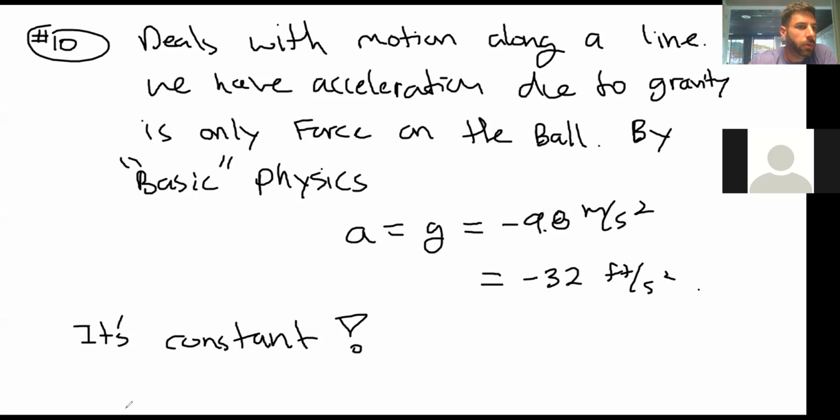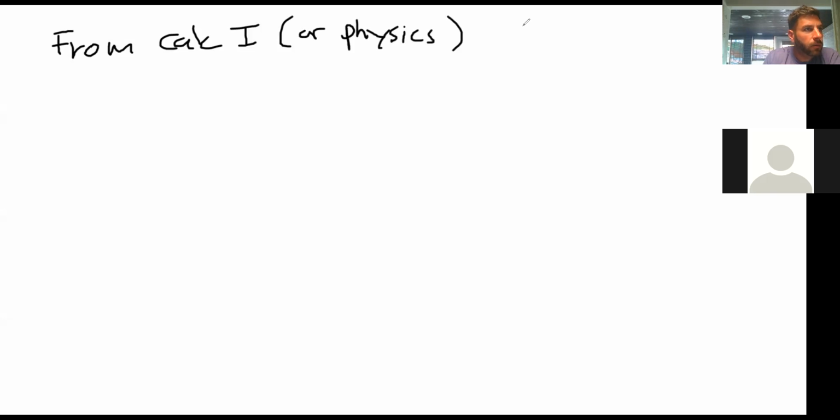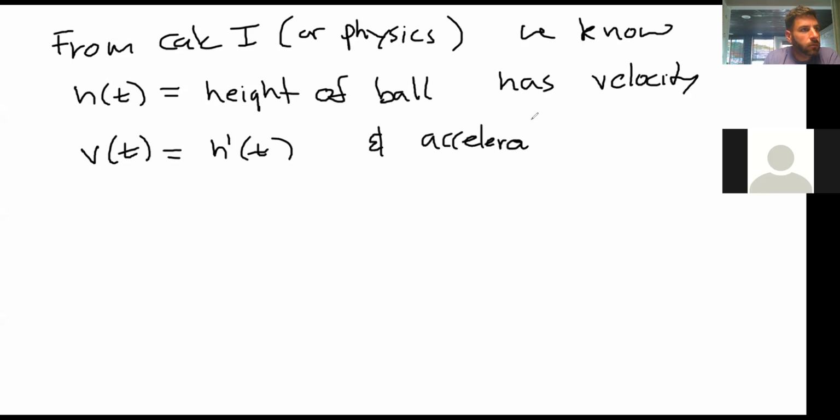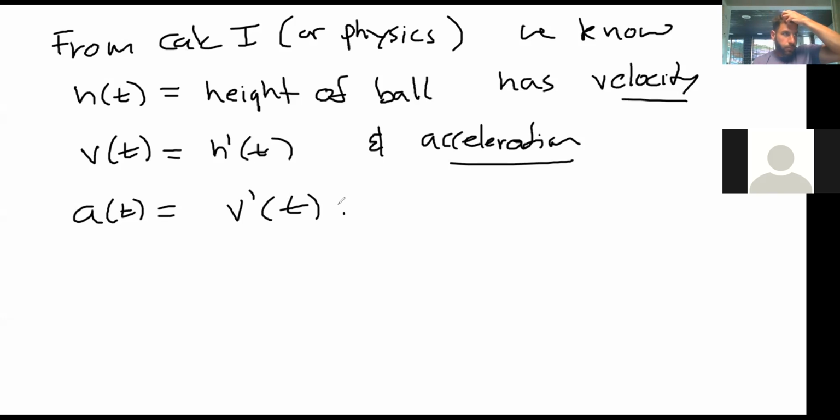Okay, so here's what we know. Back in Calc 1, we studied that if we have something moving along a line, its displacement tells us where it's at. And then if we take that derivative, that by definition is velocity. So from Calc 1 or physics, depending on when you want to think about it, here's what we know. We know that height has velocity v of t, which is the derivative of h, and it has acceleration, which is the derivative of velocity. So that's the properties in terms of derivatives.